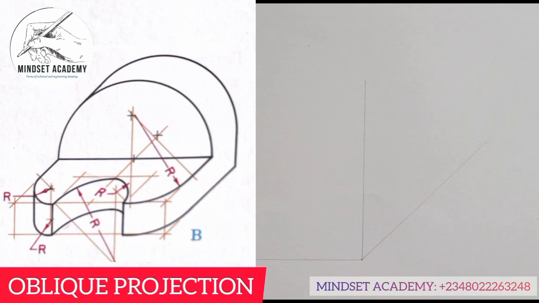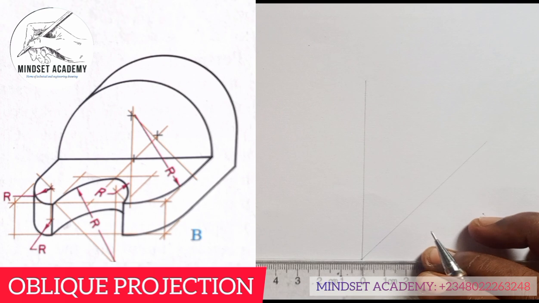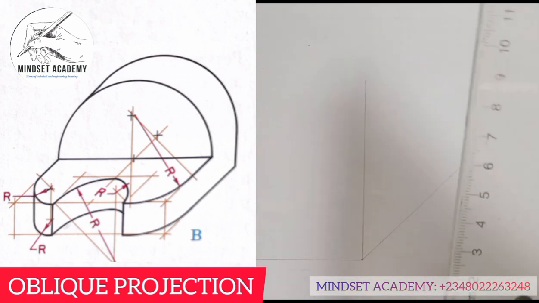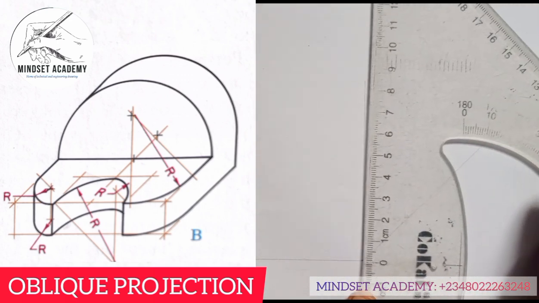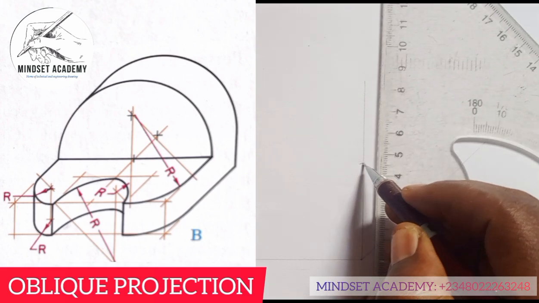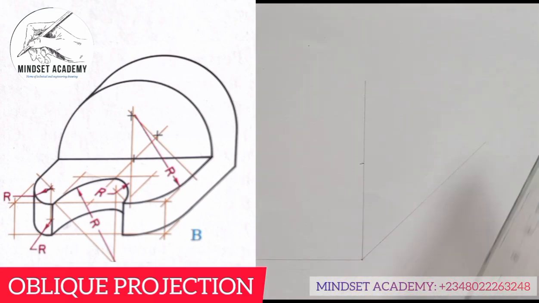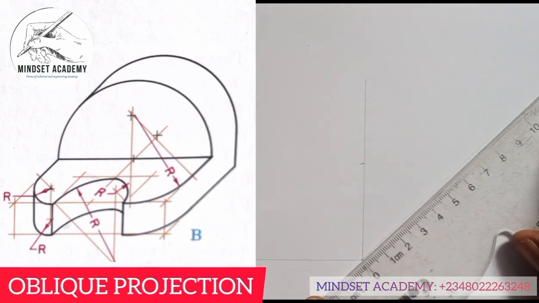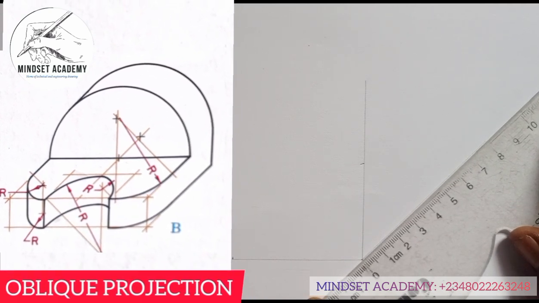Now, if you look at the diagram closely, we are not given any specific dimension. So I'll be using dimensions of my own choice in order to enhance our understanding. I'm going to take the length to be 60, so we'll measure 60 at the horizontal line from 0 to 60. Then the height I'll be using 45, from 0 to 45. This is 45 here. Then the length here also, let me use 50. I'll use 50 here, from 0 to 50.